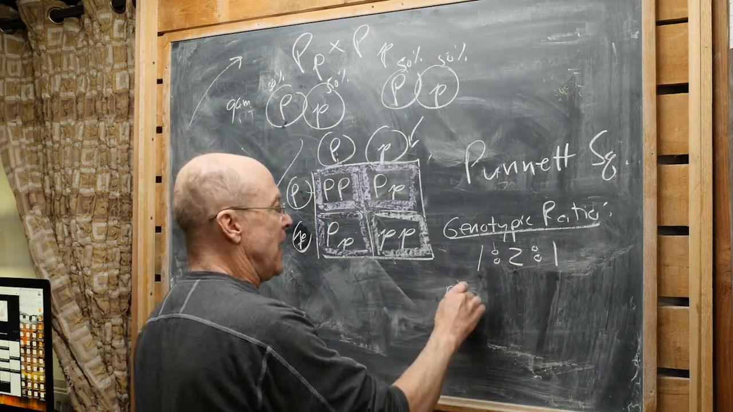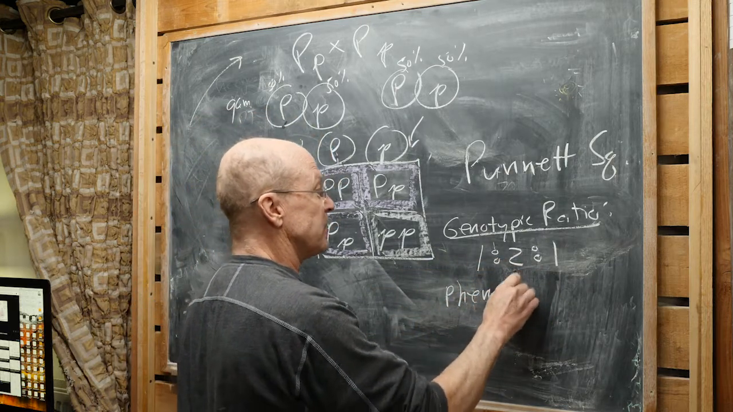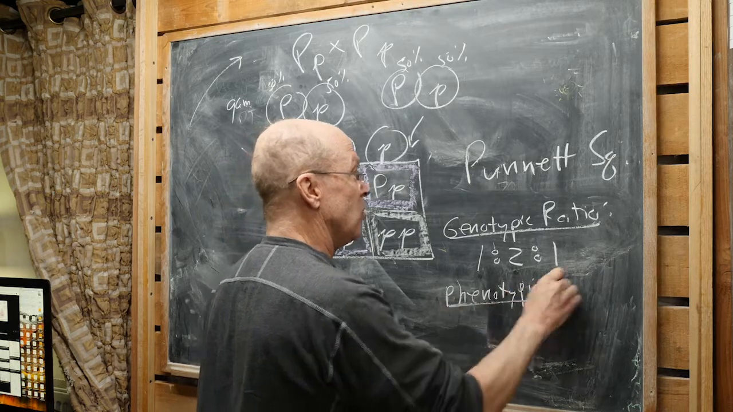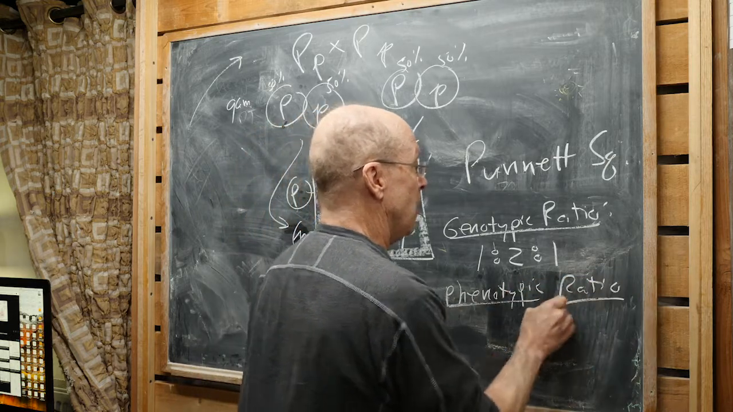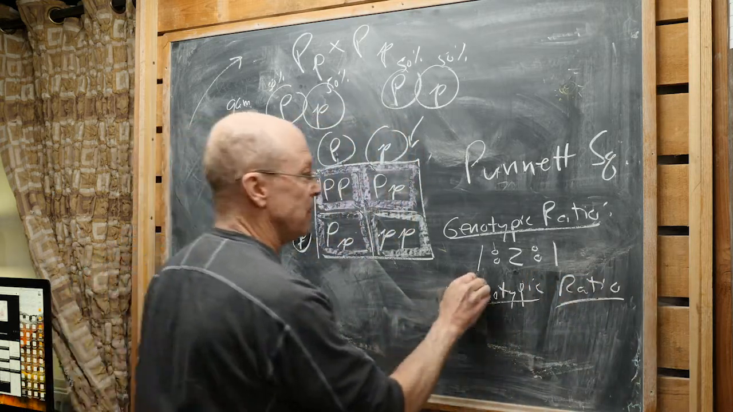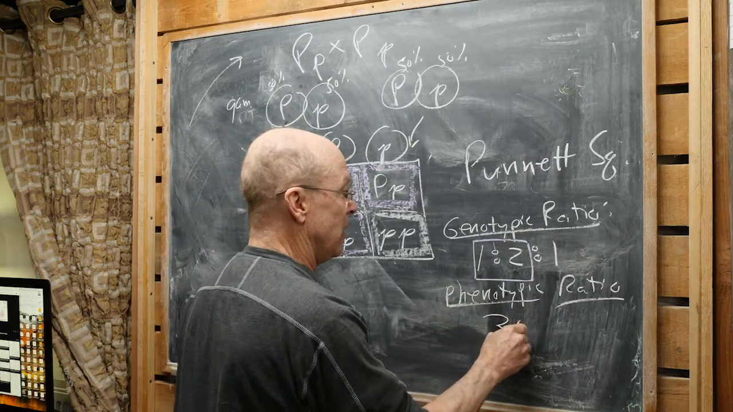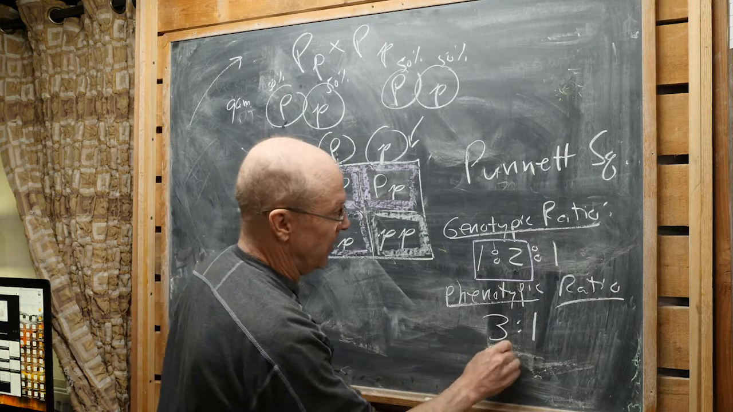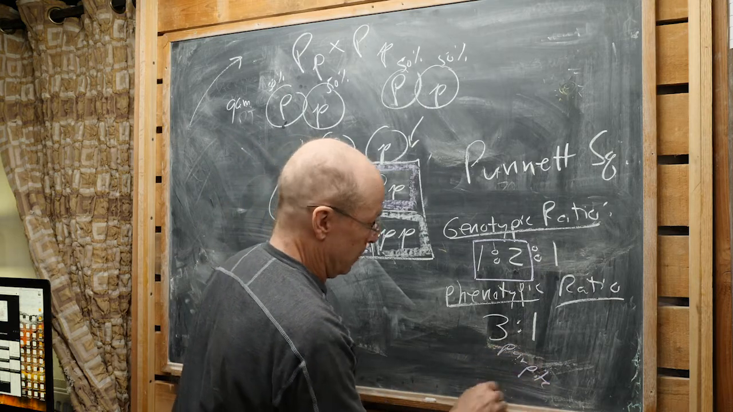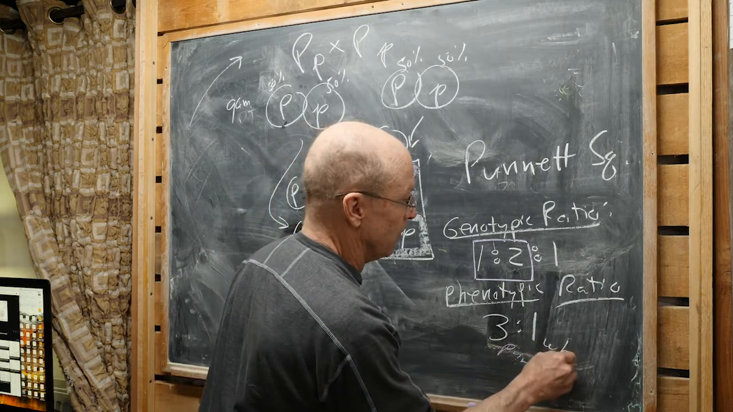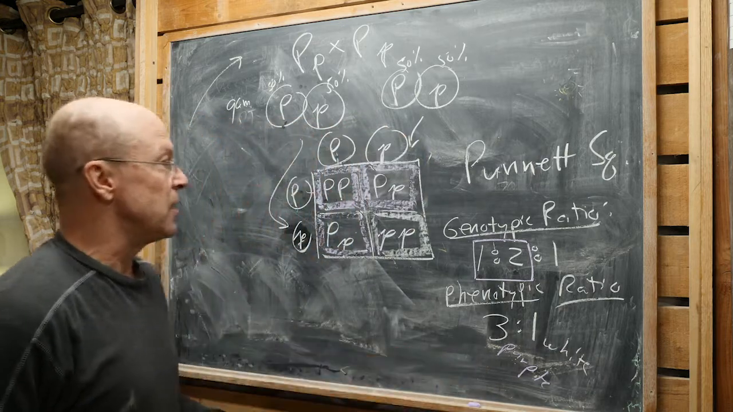Then the next thing for this cross is our phenotypic ratio. And this ratio is this. Those are the purple ones, so it is 3 to 1. And of course that would be purple to white. That's our phenotypic ratio.